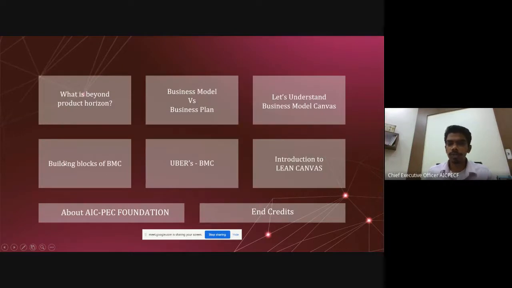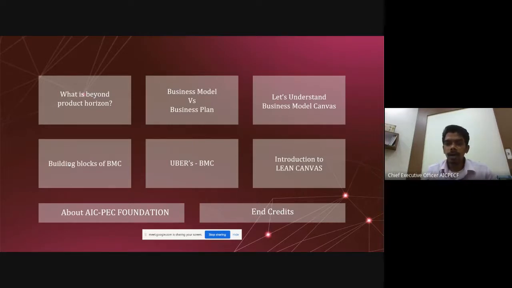This is what we are going to see today. As I said, most of us are always sticky towards the product, so what is there beyond the product horizon? And what is the basic difference between a business model and a business plan? Over the years we have heard a lot about business plans, and over the past decade we are talking about innovative business models. This is necessary to know before going into the detailed aspects of the business model canvas.